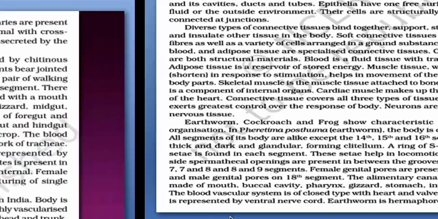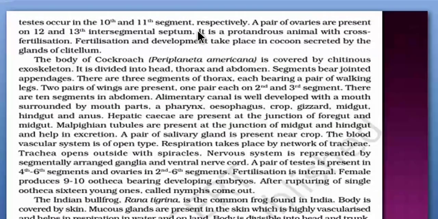Earthworm is hermaphrodite. Two pairs of testes occur in the 10th and 11th segments, respectively. A pair of ovaries are present on the 12th and 13th intersegmental septum. It is a protandrous animal with cross-fertilization. Fertilization and development take place in a cocoon secreted by the glands of the clitellum.